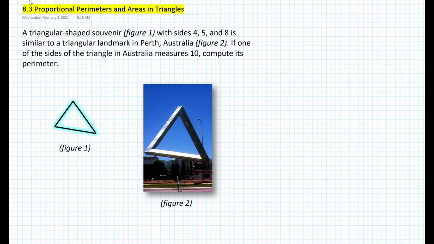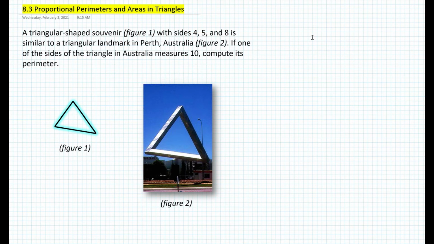In today's geometry lesson, we will be learning about proportional perimeters and areas in triangles. Let's get started with the following problem. A triangular shaped souvenir in figure 1 with sides 4, 5 and 8 is similar to a triangular landmark in Perth, Australia as shown in figure 2. If one of the sides of the triangle in Australia measures 10, compute its perimeter.